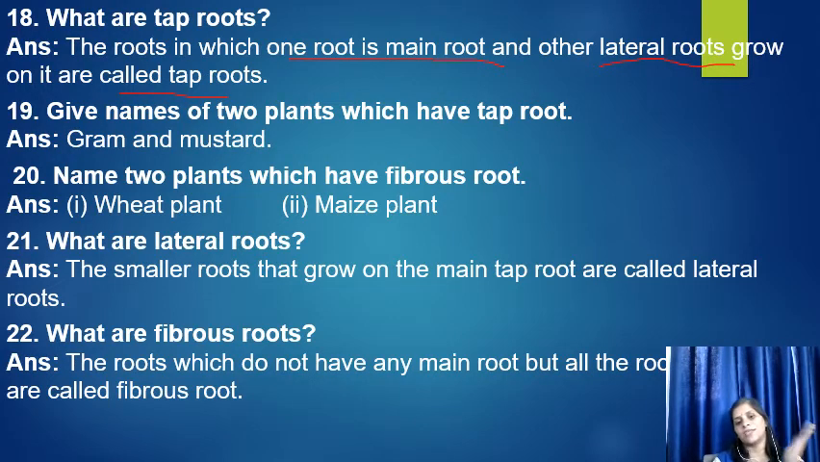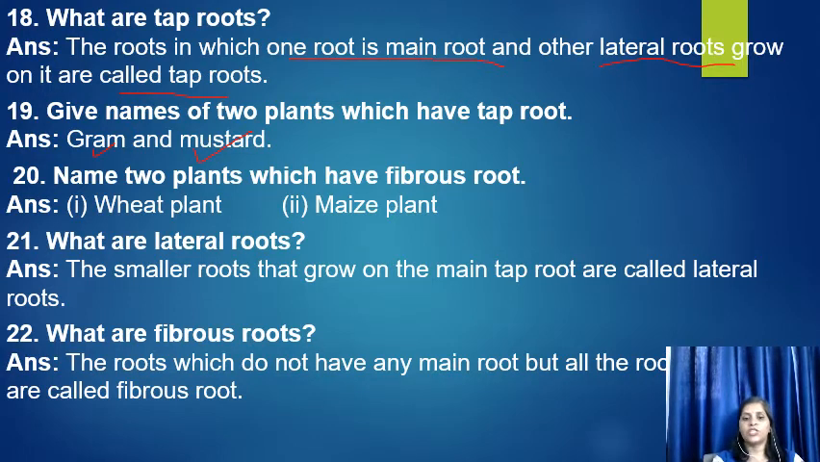Easily, the plants which have reticulate venation in the leaves will have the taproot, or we can say the dicotyledon seeds, that means they may have the taproots. So the examples are gram and mustard.